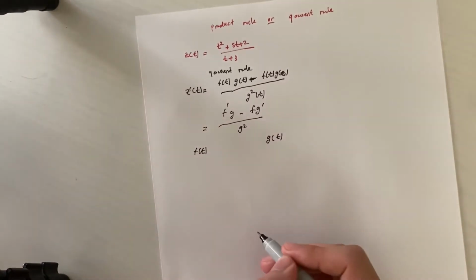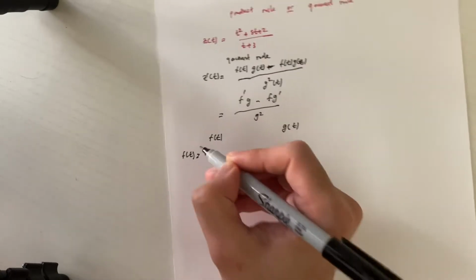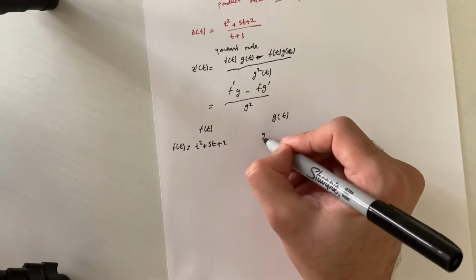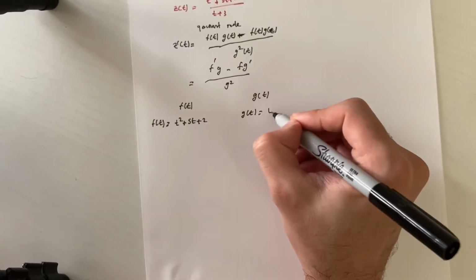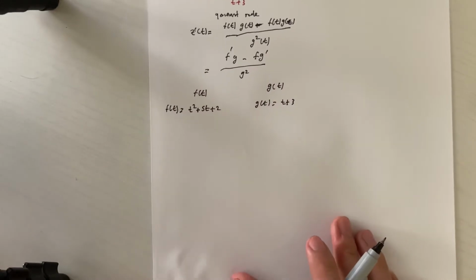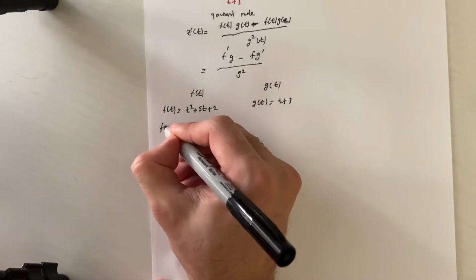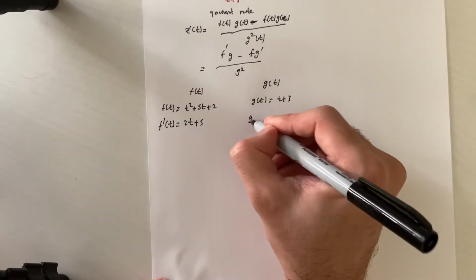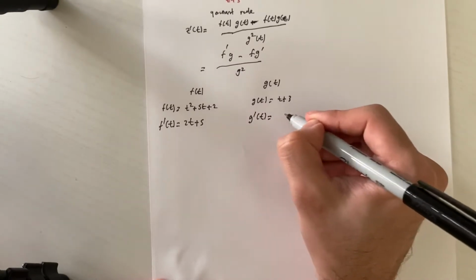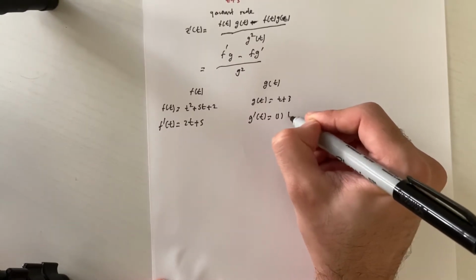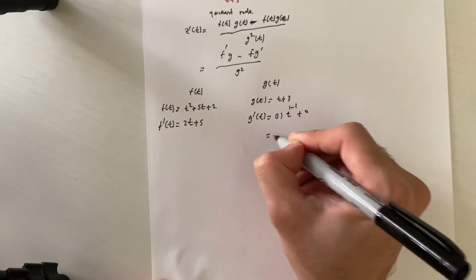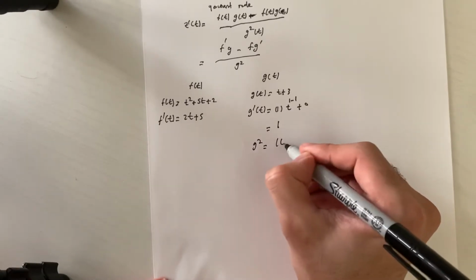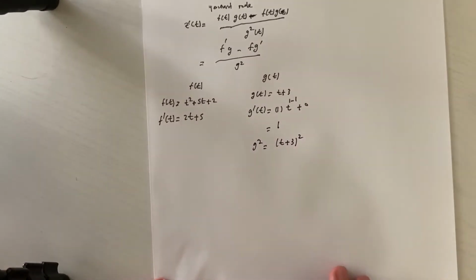Now we need to find these values f and g and their derivatives. So f of t will be the top function and g of t will be the bottom function. Now we find their derivatives. This is using the power rule for each function. And then g squared will be the bottom squared.